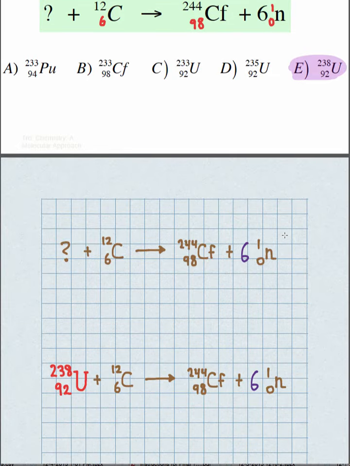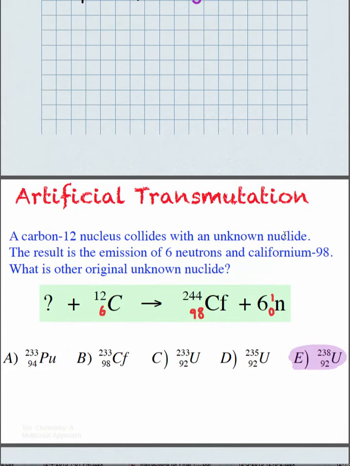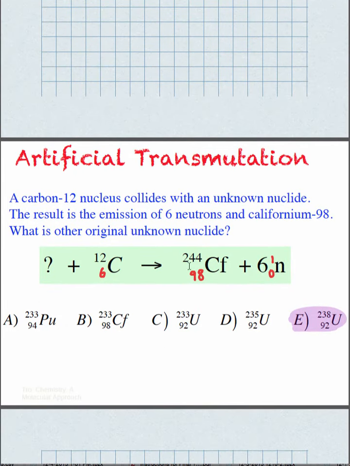Thanks for practicing. You might possibly see one or two of these equations on the final exam. It's not uncommon to see these on standardized tests, just to see if you can balance 98 plus 0 and 6 plus what, and 244 plus 6. 6 times 1 is 6, and that equals 12 plus what.